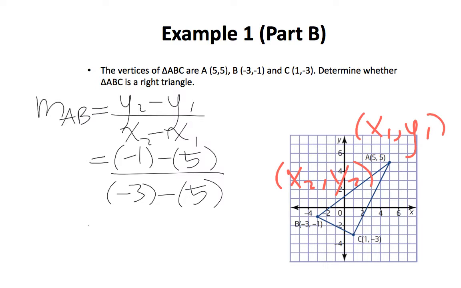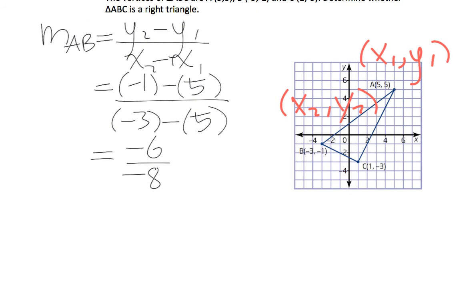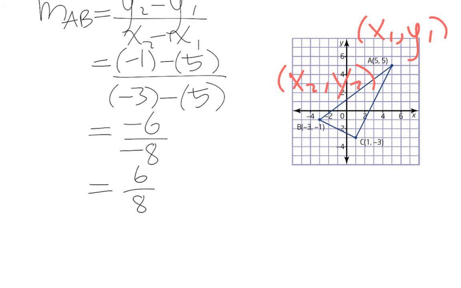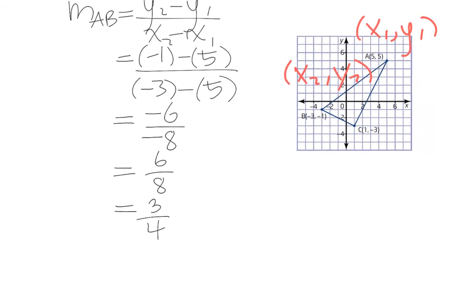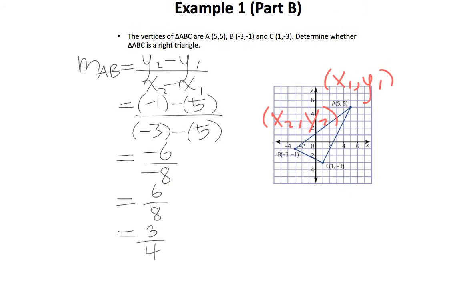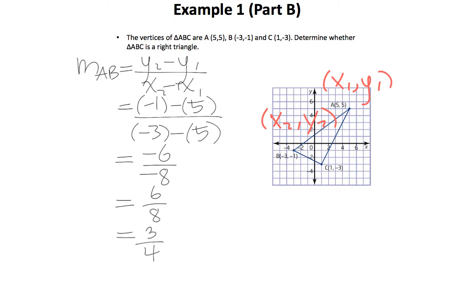We're going to have to simplify in this next step. -1 subtract 5 is -6. And -3 subtract 5 is -8. When you have a negative number divided by a negative number, that becomes positive. And if you simplify this, this is going to become 3/4. Therefore, the slope of line segment AB is 3/4.